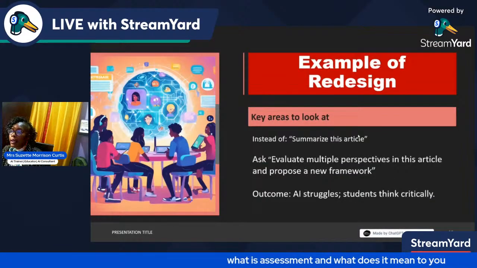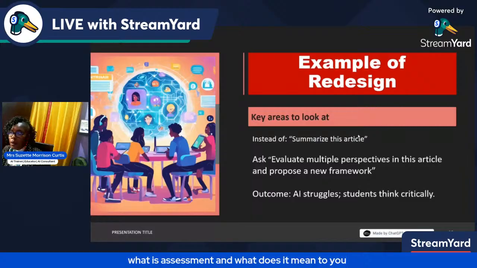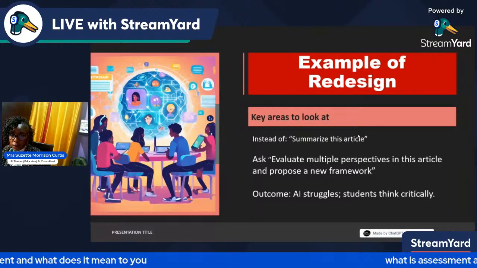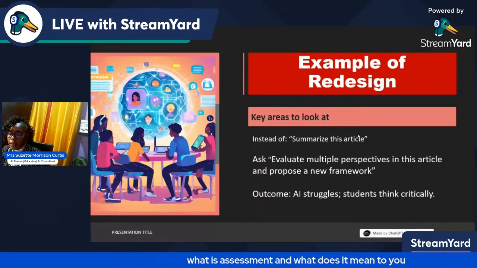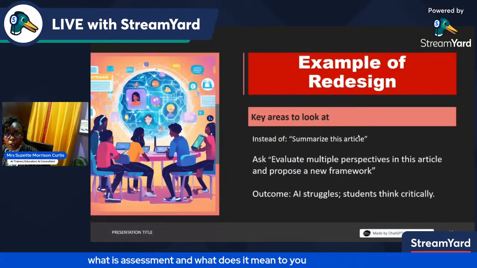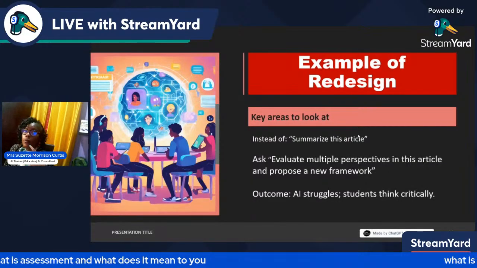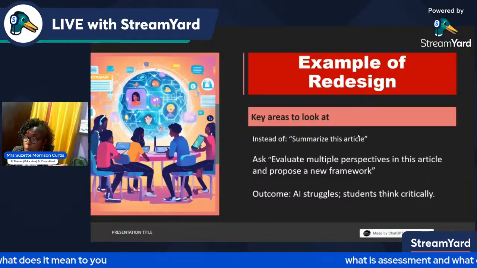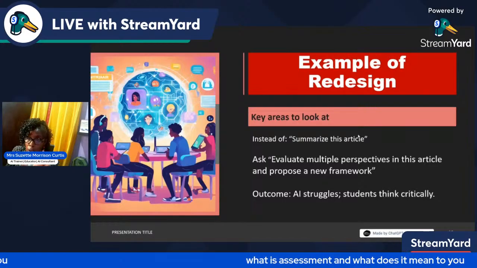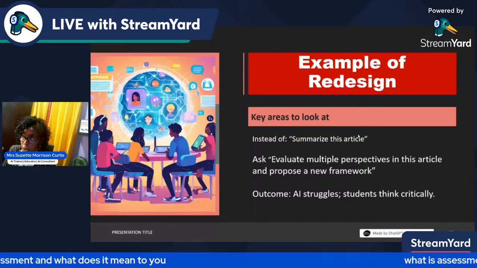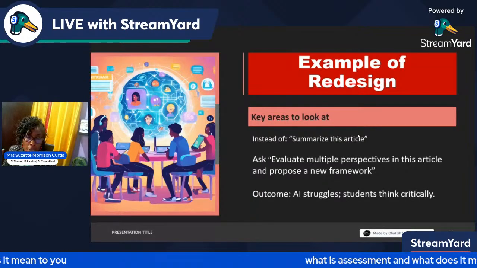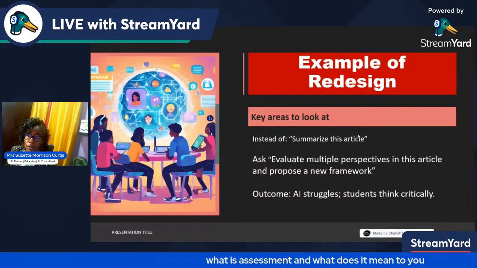Now, this is an example of a redesigned work. Instead of summarizing this article, that's what you're going to ask them to do. Ask them to evaluate multiple perspectives in this article and propose a new framework. So now you're asking them to think outside of the box. The outcome is that AI struggles at times and students think critically. Now they're going to have to think about what it is that they're going to put in the tool to get the feedback or the outcome that is required based on the instruction. So you have to pitch it a little bit higher.